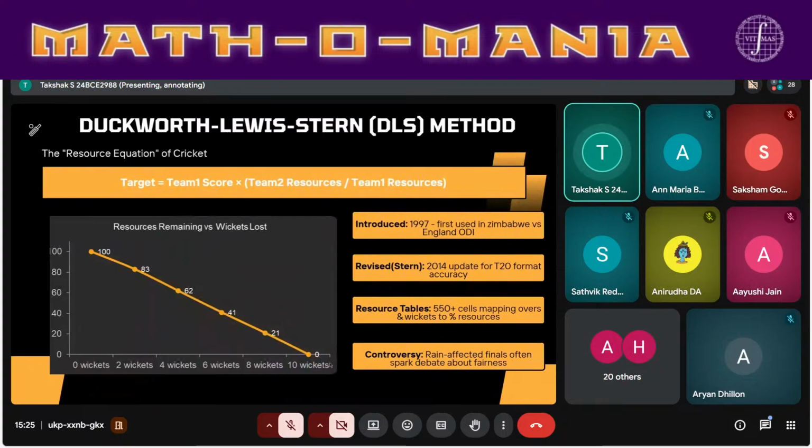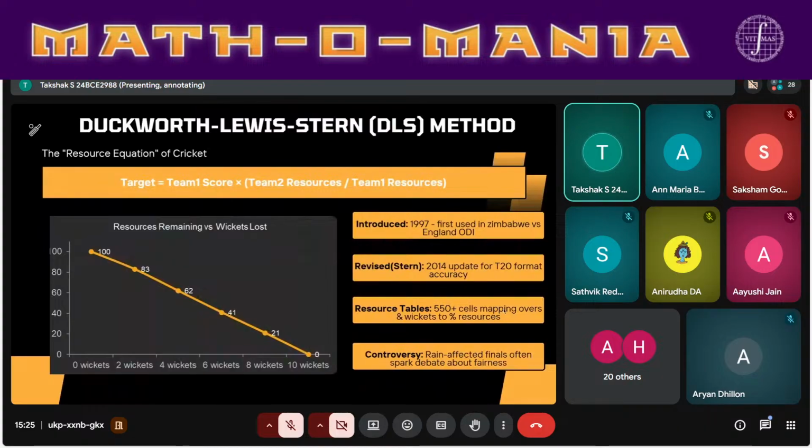The DLS method was actually introduced in international cricket in 1997. Its first use in international cricket was in a Zimbabwe versus England ODI. It was developed by two English statisticians, Frank Duckworth and Tony Lewis, as a mathematically sound replacement for various methods that had been used previously to adjust rain-affected match targets. Later in 2014, an Australian statistician called Steven Stern updated and recalibrated the method, particularly to improve its accuracy for T20 cricket. And the S in DLS stands for his name.